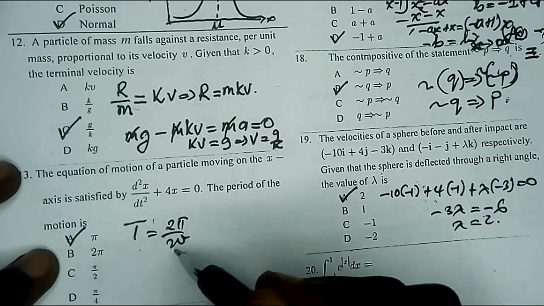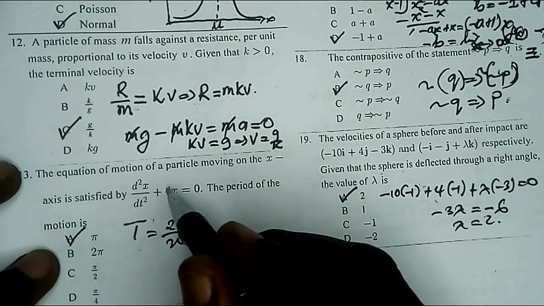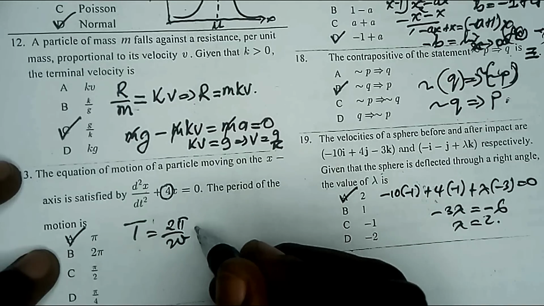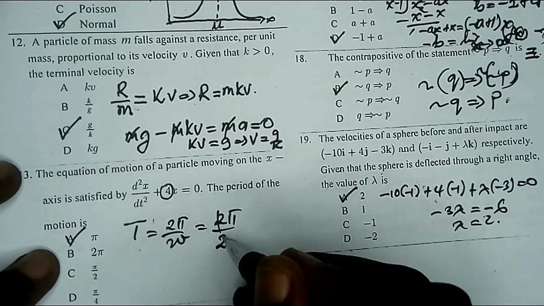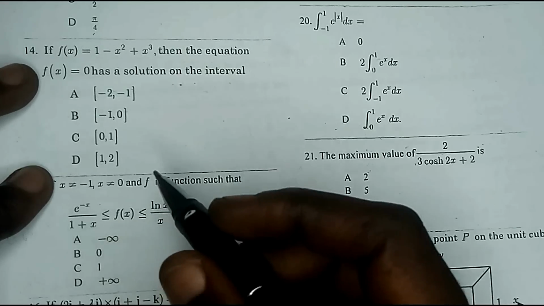And omega being the angular speed in this general equation for simple harmonic motion, this coefficient of x is always omega squared. So we should be talking of 2 pi over the square root of 4, which is 2. And that gives pi.